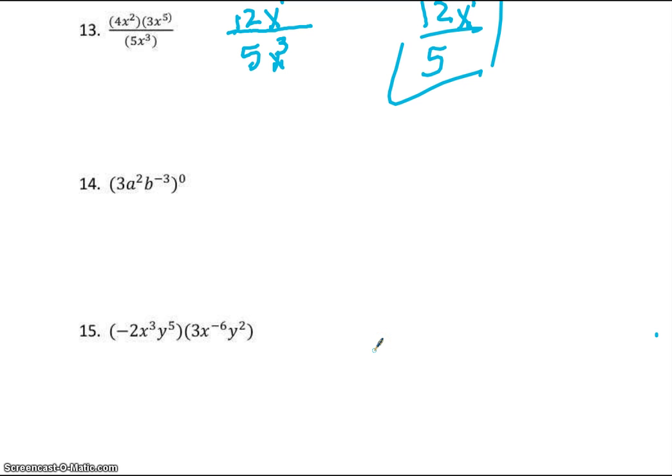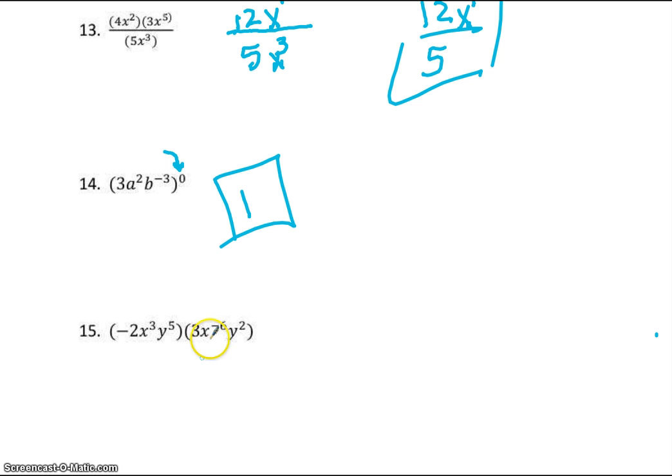Number 14, we're raising a power to a power, but what should catch your attention is that it is all to the 0 power. Anything to the 0 power is 1, and you're done, because 3 to the 0 is 1, a squared to the 0 is 1, b to the negative third to the 0 is 1. It's all 1.